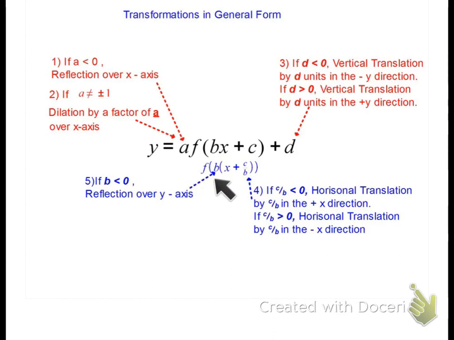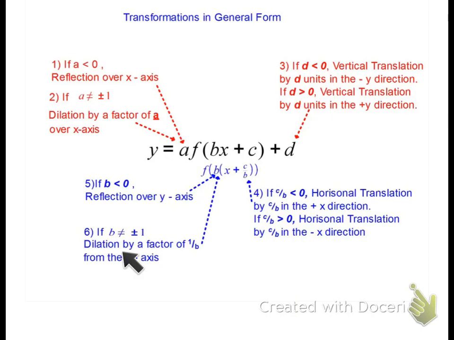So this factor of b here, if it's a negative, then we've got a reflection over the y-axis. And of course, if the b is a number other than 1 or minus 1, then it's a dilation by a factor of, have a look, 1 on b, it's that reciprocal behavior, from the y-axis. Okay, so that's how we describe all the transformations in general on any function.